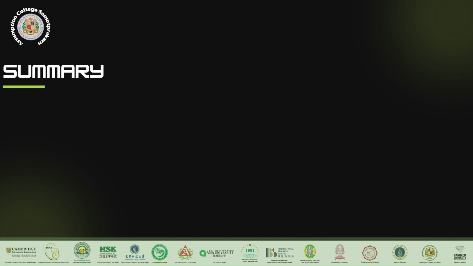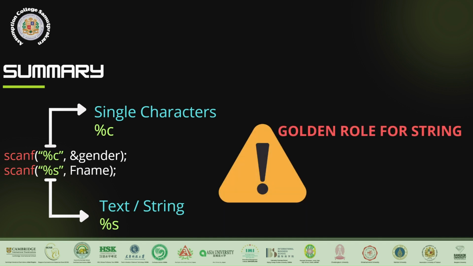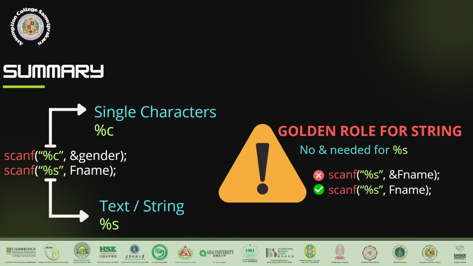In this video, we successfully used the scanf function to capture a single character for gender using %C and a full text string for a first name using %S. Most importantly, we learned the golden rule of strings. When using %S, we never use the ampersand symbol, because the array name automatically points to its memory address.